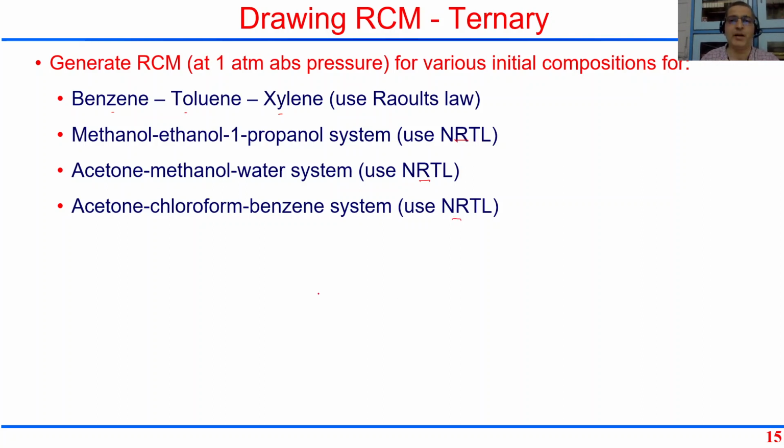And all these NRTL parameters are there. You can refer to some papers or you can refer to some books. You will easily get these NRTL parameters. I want you to generate these residue curve maps for, let's say, benzene, toluene, xylene at 1 atmospheric pressure. What I would like to do is I will show you one case for benzene, toluene, xylene, and I will then request you to do the other three using the NRTL model as homework.